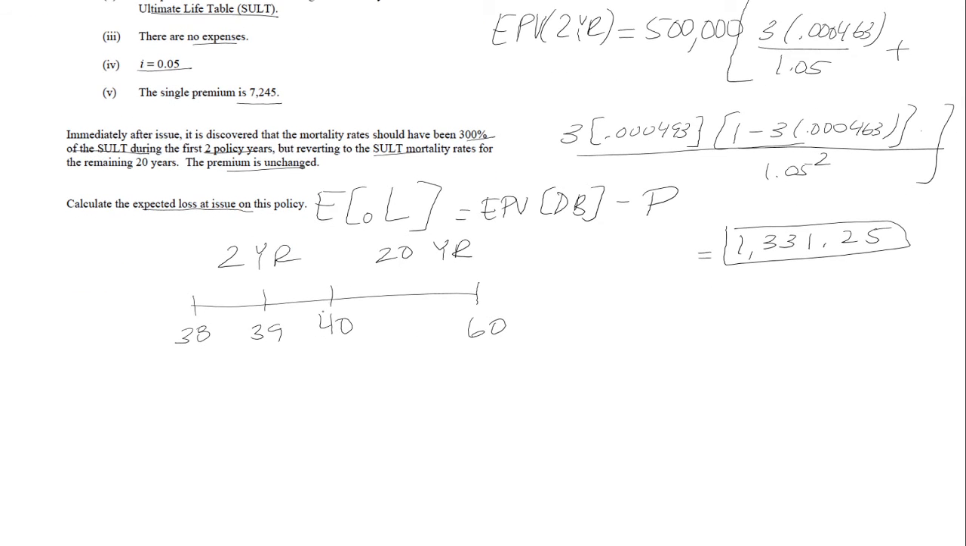So for the 20-year term, I want to discount it back to age 38. Okay, so let's say we're at age 40. We want to discount it back to age 38. So that means we have to survive 2 years at age 38, and then we have to discount it back 2 years. Now we want to look at the expected present value. So at age 40, we know this is a 20-year term, so that's 500,000 times A, 40 angle 20, with a 1 above the 40. So the person has to die within the first 20 years in order to get the payout.